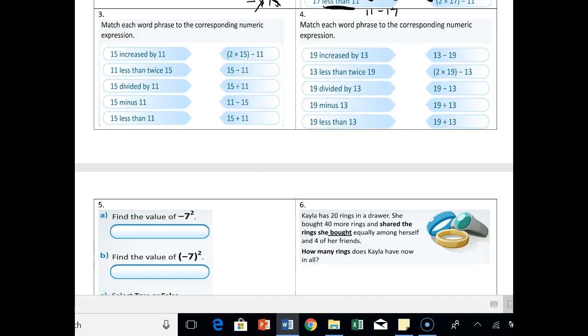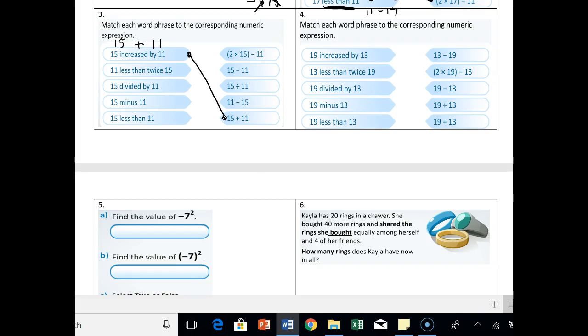Welcome to Notes 4.3 Part 2. So again, we're practicing translating these word phrases or expressions into numerical expressions. It says 15 increased by 11. That's simple. We know increased by means addition. 15 plus 11 matches up with the very bottom expression.